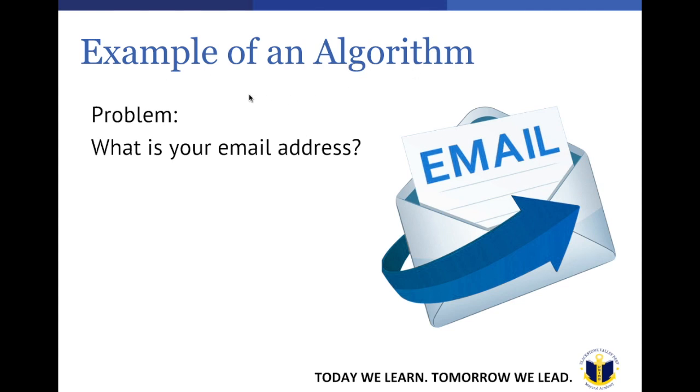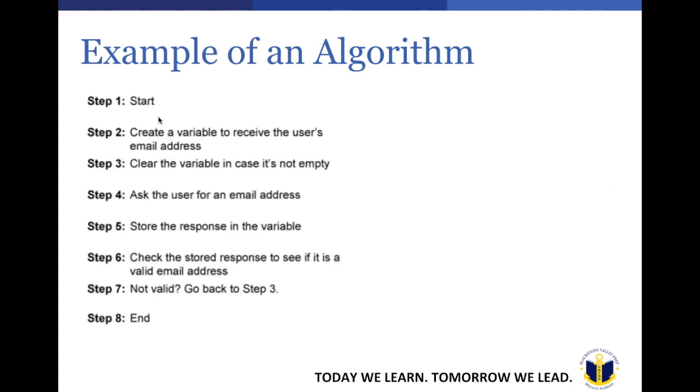And let's say we were making a computer program, maybe it's a website or an app on our phone, and we want this computer program to ask an individual what their email address is. Maybe we want to send them emails or updates about our program or something, so we're just asking a person for their email address. Well, a computer algorithm for this very simple problem might look something like this.